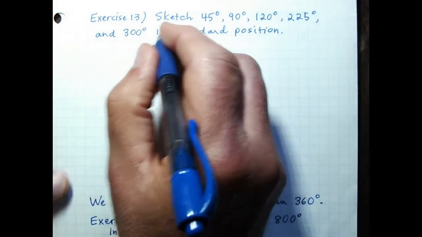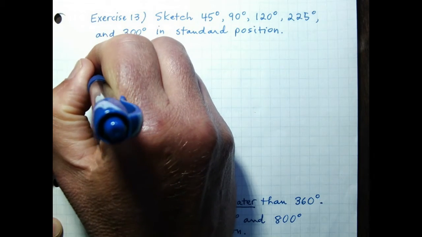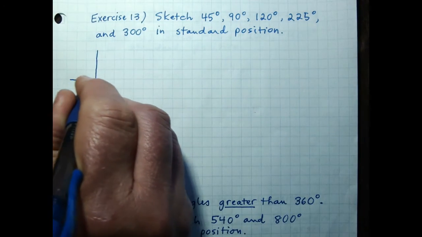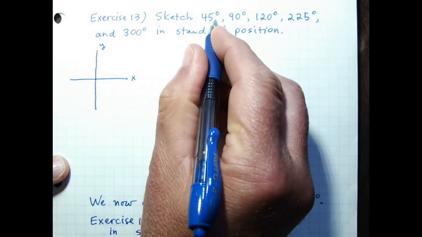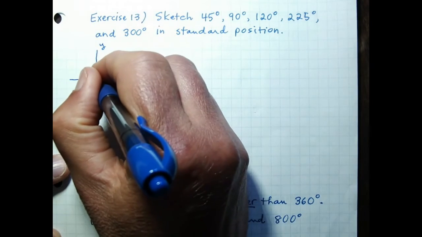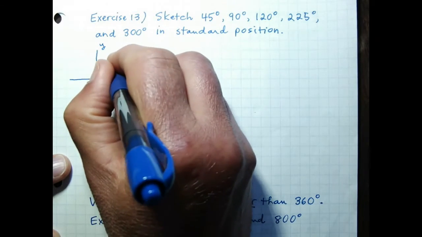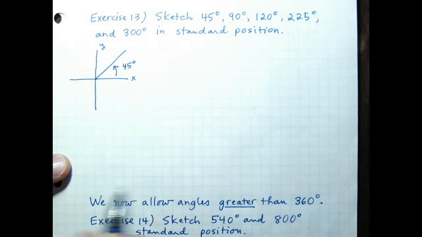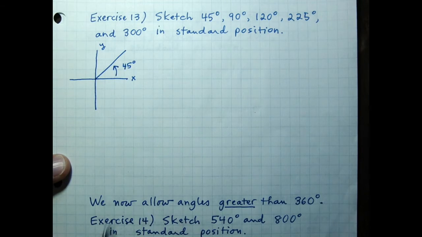You want to develop some comfort drawing angles in standard position. And where I say sketch, you don't have to measure super accurately. The quadrant position is the most important issue here. You want to make sure you end up in the right quadrant. So here's an xy coordinate system. If I want to draw 45 degrees in standard position, that's easy because the terminal side will just come up as a diagonal like this. Put a little arrow mark and write 45 degrees. The initial side is understood to be the positive x-axis.